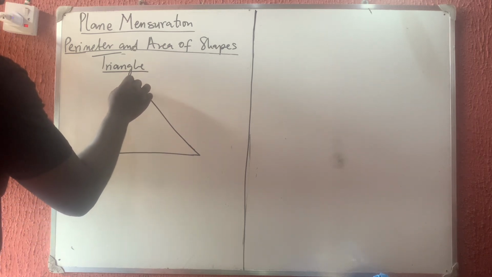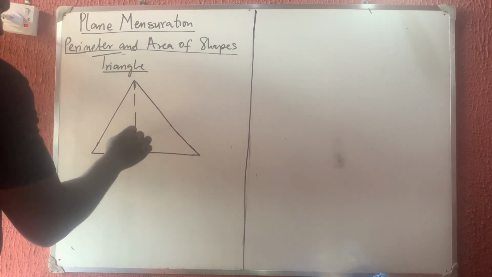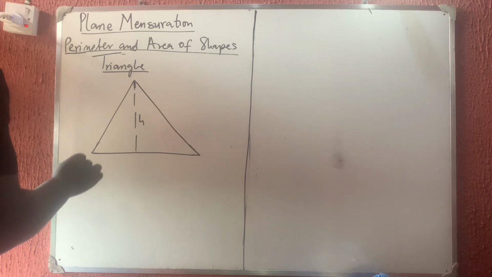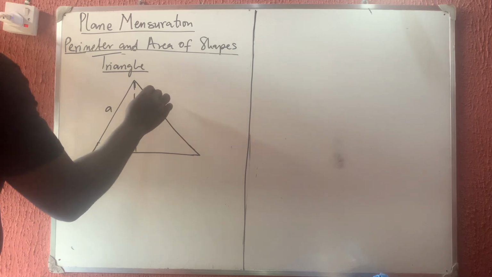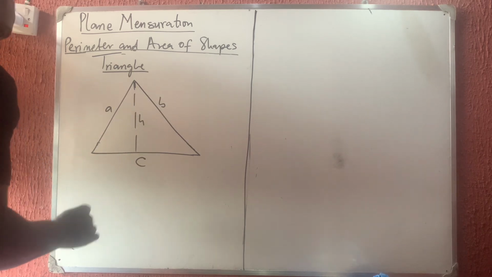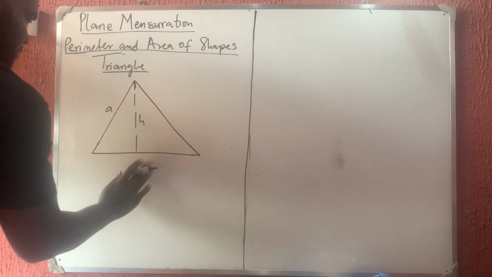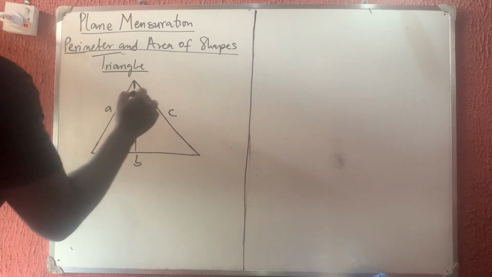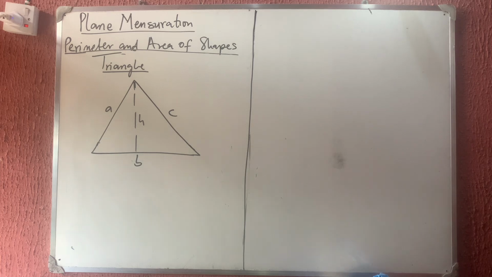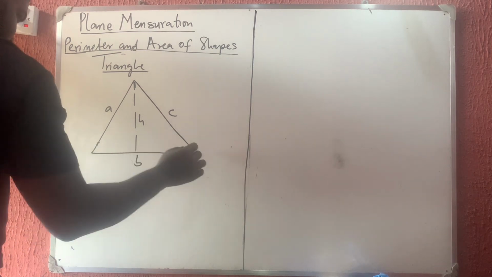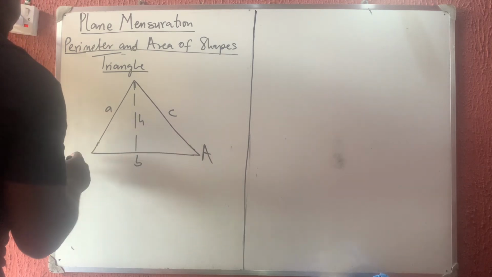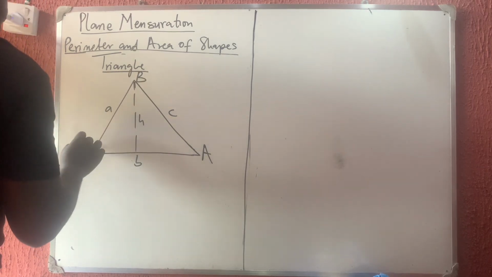Then let's have that this is the height of this triangle. This is the height of the triangle. So let's say that this is A, B, and C. Okay? So now so many things are involved there. Let me have this to be A facing A like this, and then B facing B, and then C.